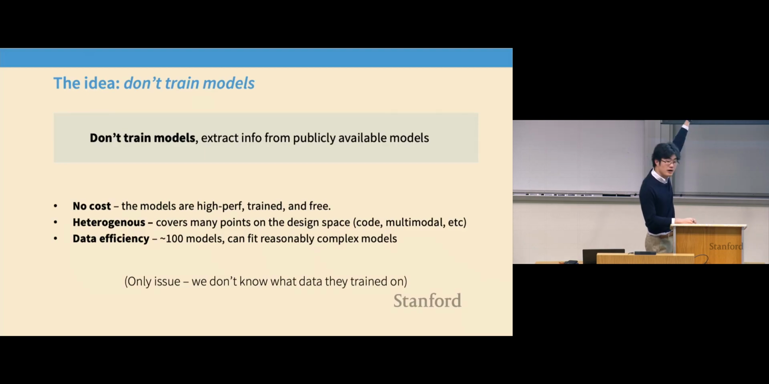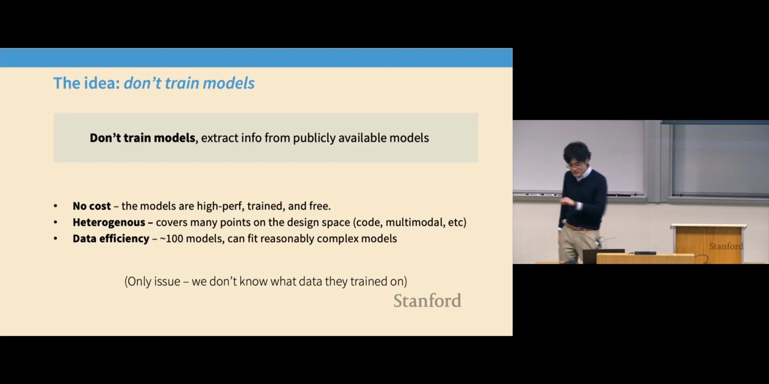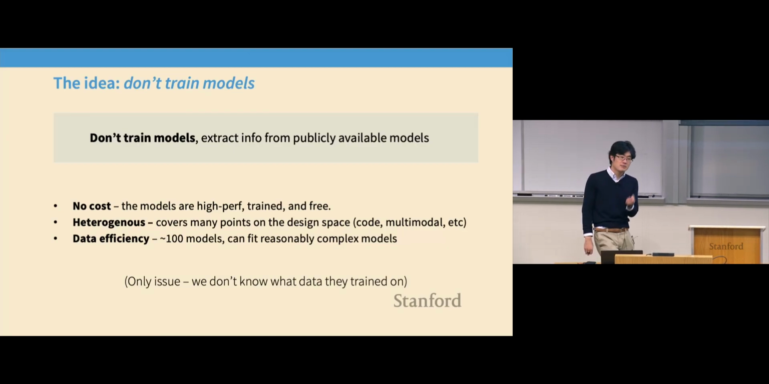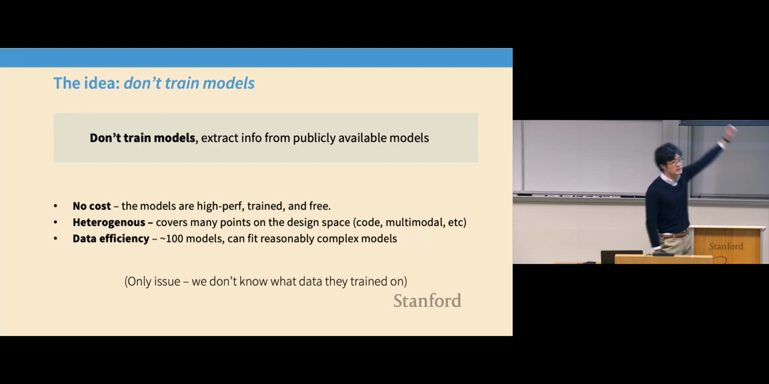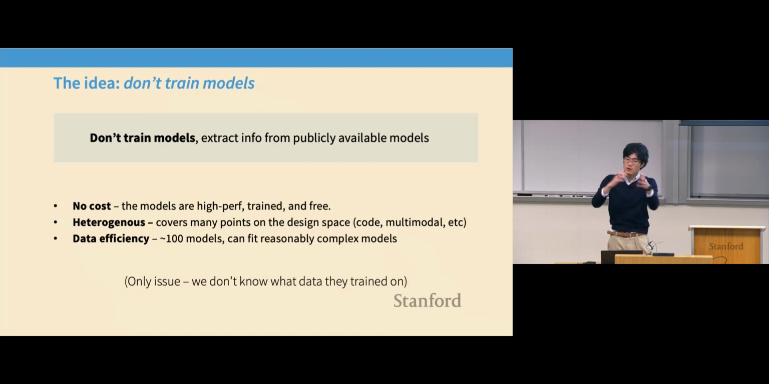So the advantages here are no cost. It's just downloading models. It's heterogeneous: there's coding models, multilingual models, all sorts of different models on the internet. And then I have 100 different models, especially trained at scale. That's a decent number of data points, right? The only issue is what I said before. No one wants to talk about what they trained on. Almost none of these 100 models that I can download on Hugging Face have publicly available pre-training data for me to look at. That seems really hard, because what I want to understand is how pre-training data affects model performance. How can I do that if I don't know what these models trained on?